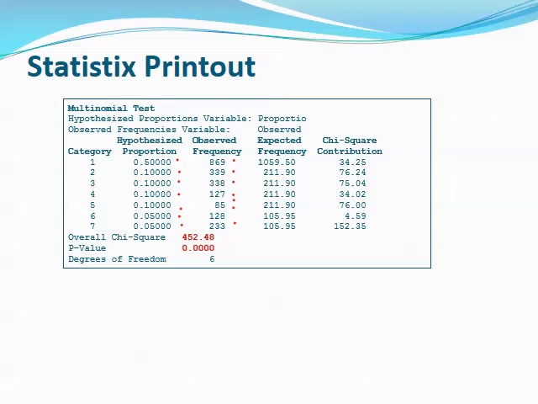And then statistics took my observed, counted up and said, oh, there's 2,119, and then multiplied by the expected here, the hypothesized proportion, to give me the expected. So this is just 2,119 times 0.5. This is 2,119 times 0.10, and you can see all the way down. And it's saying that's what we expect, that's what we observed.